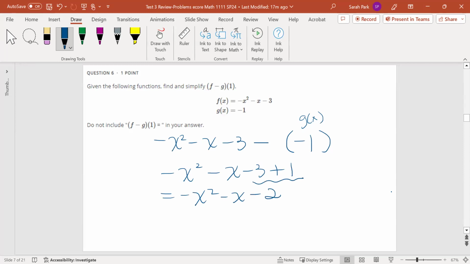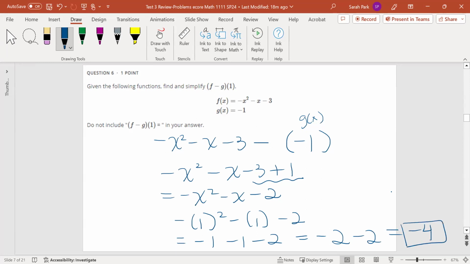So now we can substitute 1 into this function. We get negative 1 squared minus 1 minus 2, which gives us negative 1 minus 2. That simplifies to negative 2 minus 2, and that simplifies to negative 4.